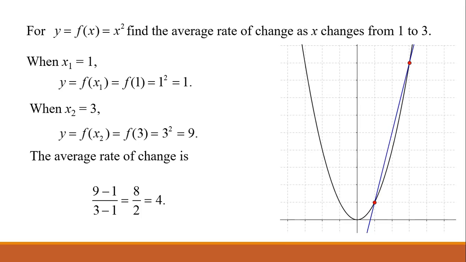Here's a graph of that function with the 2 points shown in the graph and the secant line drawn between the 2 points. The first point was 1, 1. We knew the x-coordinate. We found the y-coordinate. And the second point was 3, 9. Once again, we knew the x-coordinate was 3, and we found the y-coordinate. So to find the average rate of change, all we did was find the slope of the secant line that contained those 2 points.